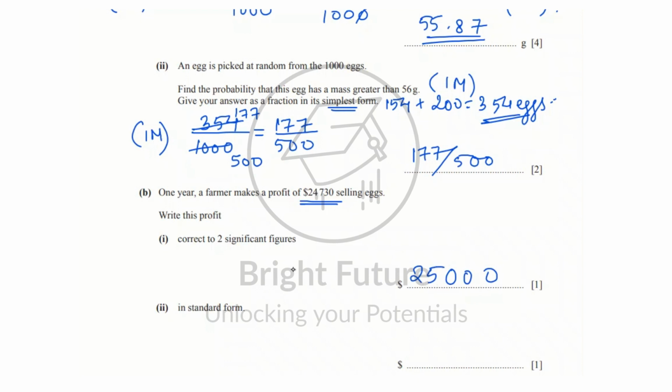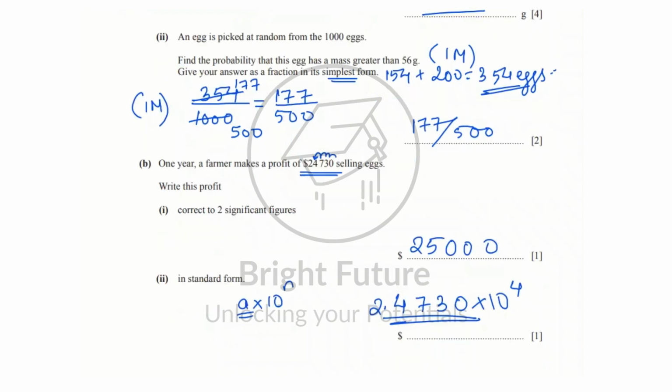In standard form, it is A times 10 raised to n, where A should be greater than 1 and less than 10. So we'll have 2.4730. We are shifting the point 1, 2, 3, 4 places, so times 10 raised to 4. So my answer is 2.4730 times 10 raised to 4.